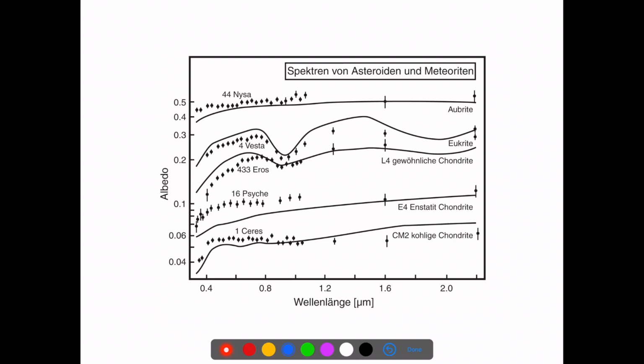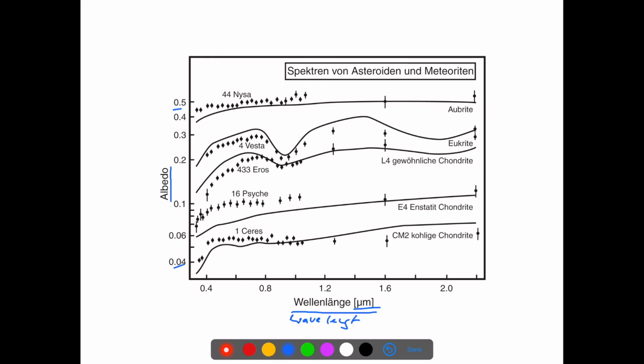It is possible to determine the reflection spectra of asteroids. And this is what is shown here on this diagram. Now here's the wavelength on the x-axis in micrometers and the albedo on the y-axis. And the albedo goes from something like 0.04 to 0.5.